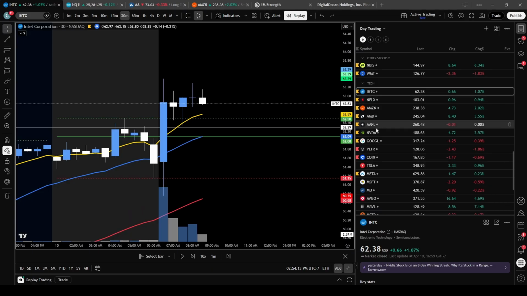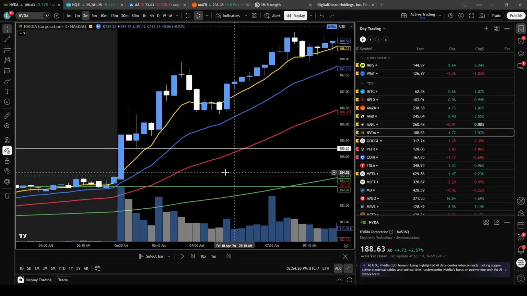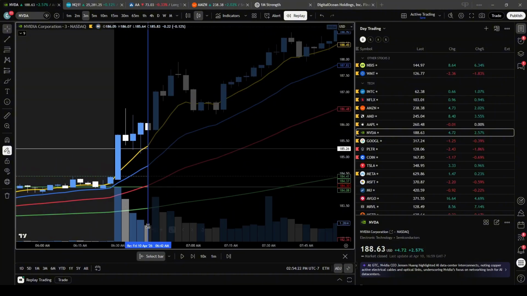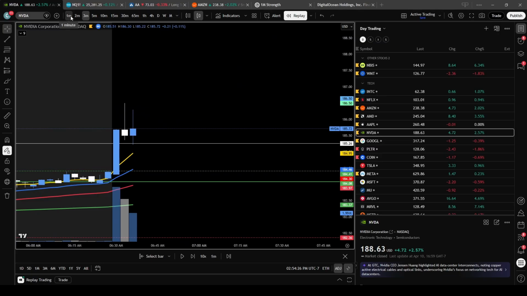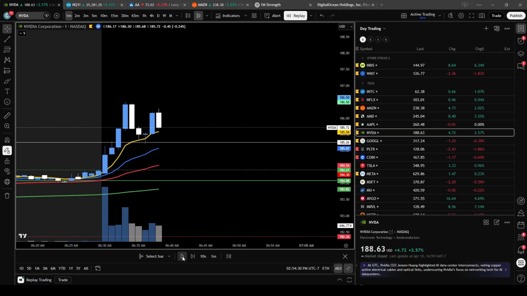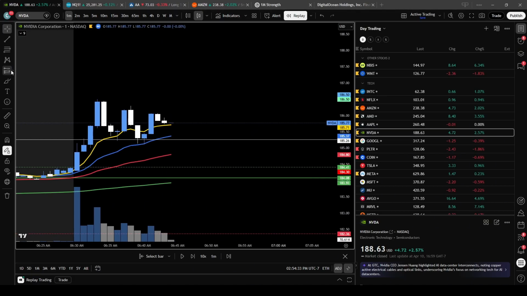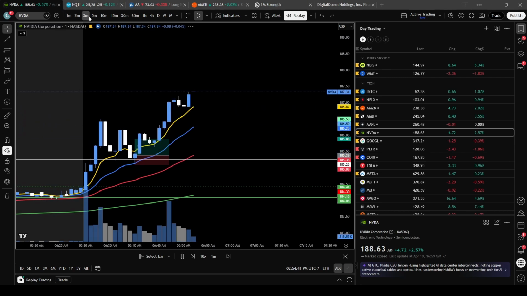And then we also got Nvidia, little 3-minute flag. I missed my entry on this one because it was too high by the time I actually was trying to enter. So you go to the 1 minute. Boom, there's your entry. Stop is at the bottom of the flag. And then you ride the 3-minute 8.